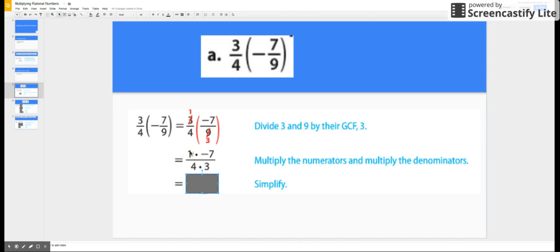So again, all I did was just go across. 1 times -7, 4 times 3. And then you get -7/12. This simplifying beforehand just helps you to avoid simplifying in the end, which can get a little annoying if you have really big numbers at the end.